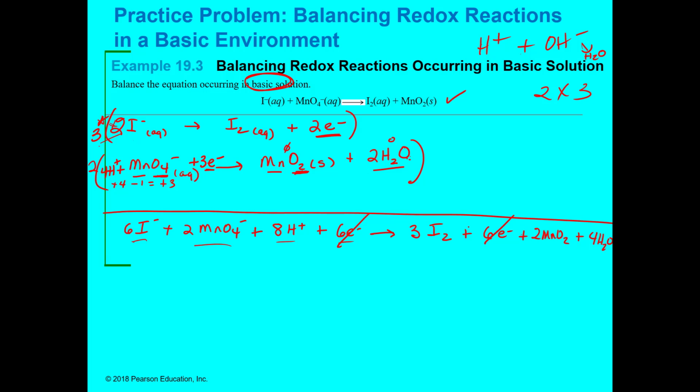All right, so I'm going to rewrite 6 I minus just to make it a little neater, plus 2 MnO4 minus plus 8 H plus to 3 I2s plus 2 MnO2 plus 4 H2Os. I just rewrote it without the electrons in it since they already balanced. All right, so I need to get rid of the H pluses, right? Because I can't have H pluses.